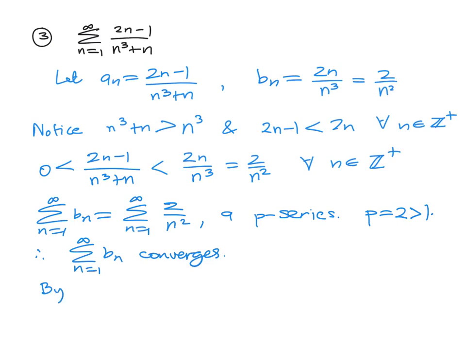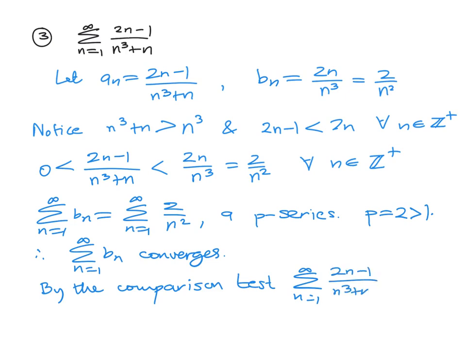Now, by the comparison test, the series I'm interested in, the sum from n equals 1 to infinity of 2n minus 1 over n cubed plus n, also converges. So that's the comparison test, and in this case, I used a p-series to work it out. So that gives you a few examples of using the comparison test and the test for divergence.